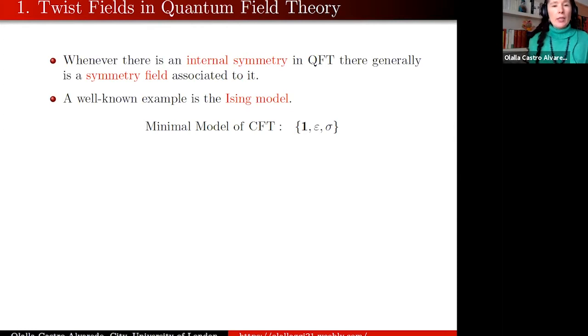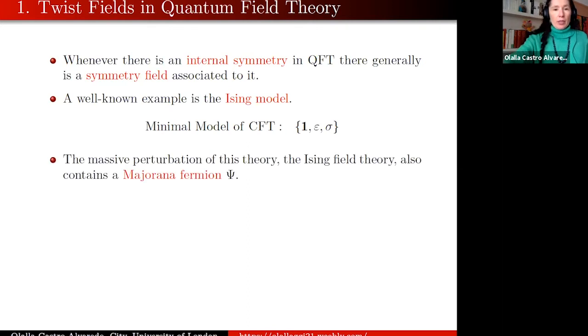So in conformal field theory, there is a minimal model, which is the Ising model. It's the simplest minimal model. And usually we think of it in CFT as having 3 main primary fields: the identity, the energy field, and the spin field, sigma, sometimes called the order parameter. So this is the Ising model. Now, if you perturb this model and make it massive, you get the Ising field theory I already talked about. And both in the conformal and in the massive theory, there is also a fermion in this theory, a Majorana fermion.